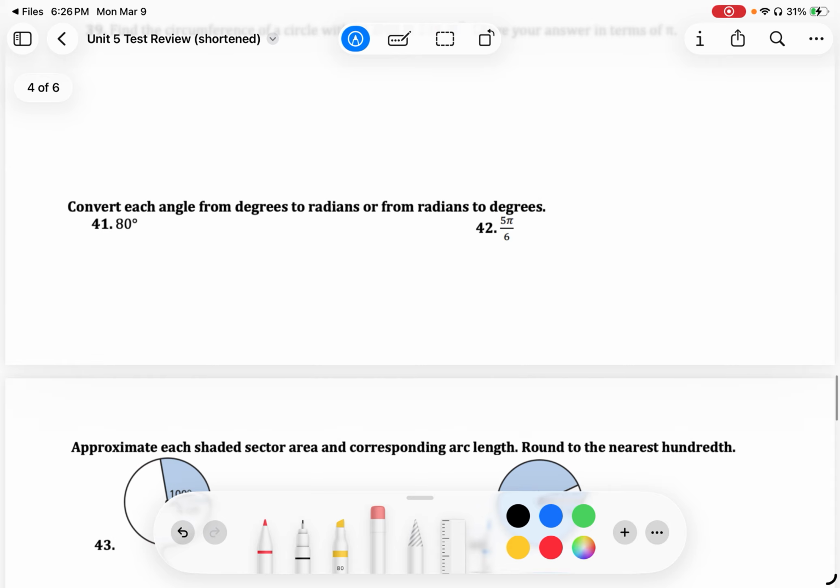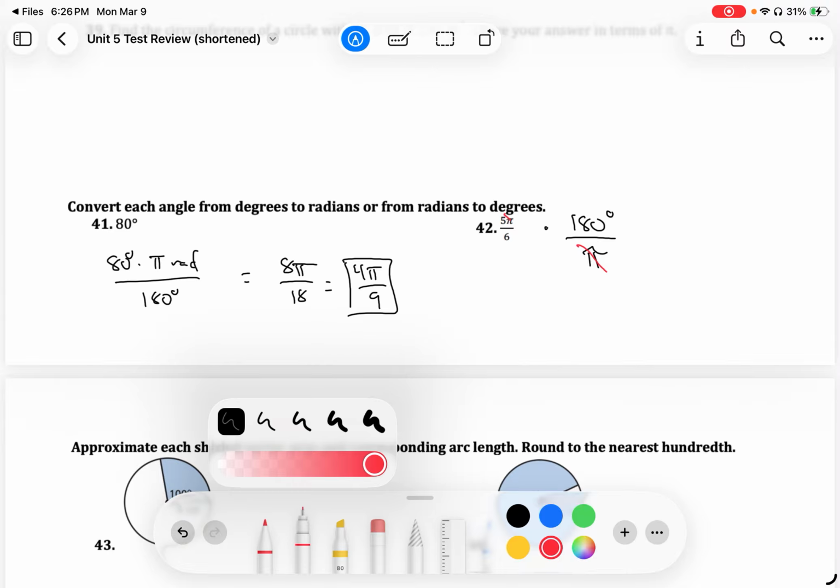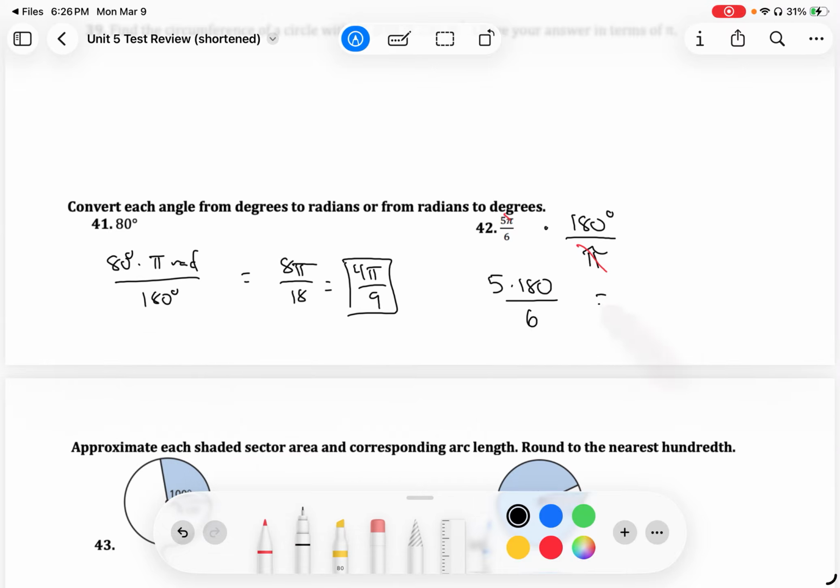Okay. Convert each angle from degrees to radians or radians to degrees. So 80 degrees, I'm going to multiply by pi radians divided by 180 degrees. That's 8 pi over 18 divided by 2, 4 pi ninths radians. To convert this into degrees, I'm going to multiply it by 180 divided by pi. Pi's will divide out. Now I get 5 times 180 divided by 6. I'm going to divide by 6 first and get 5 times 30, which is 150 degrees.